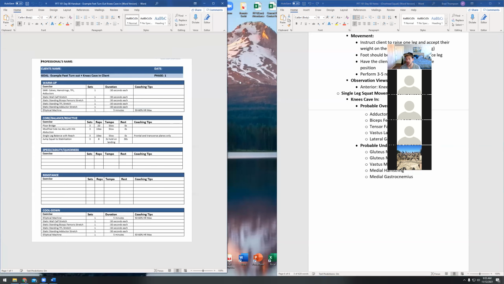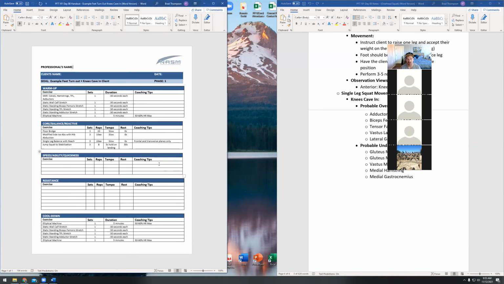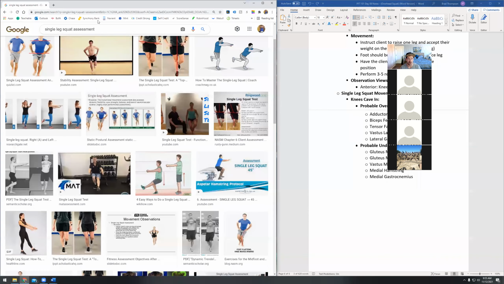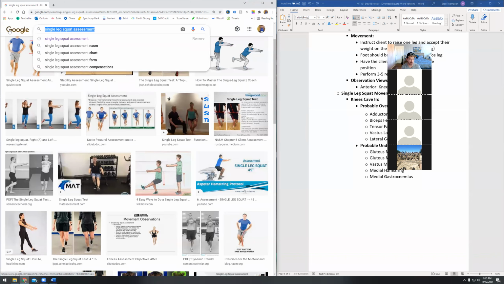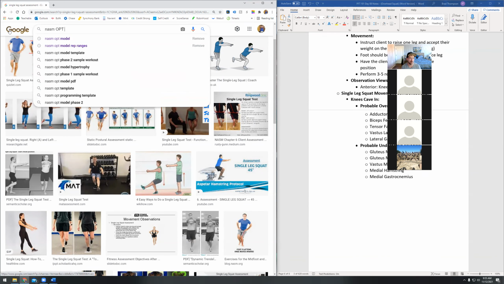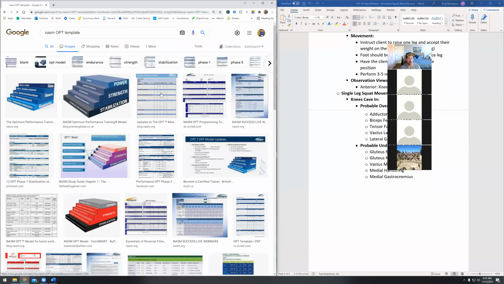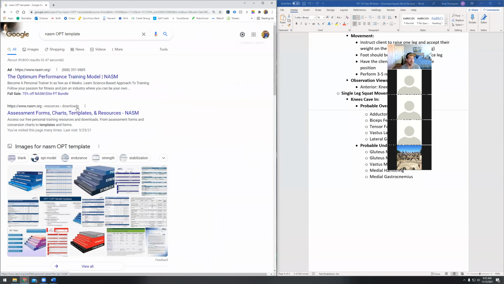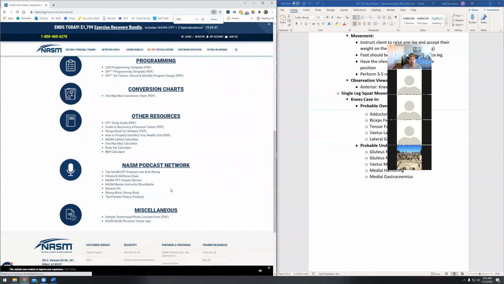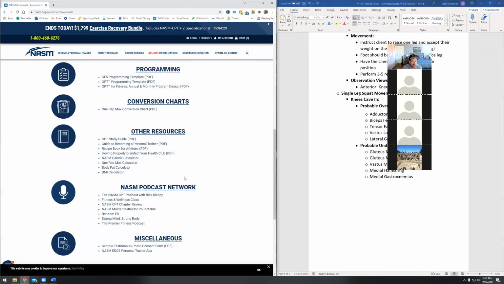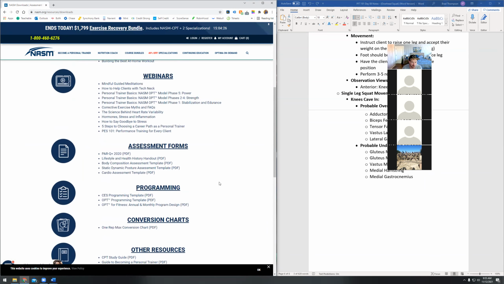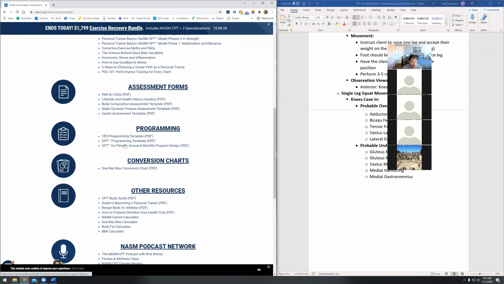So Joseph and Edwin, this is the first time you guys have seen how we write out our programs here. This is available on NASM's website. It looks a little bit different. That's my modified version. You can go to NASM and get what's called their OPT template, which is what we use to write our workouts. So it looks kind of like this, right?